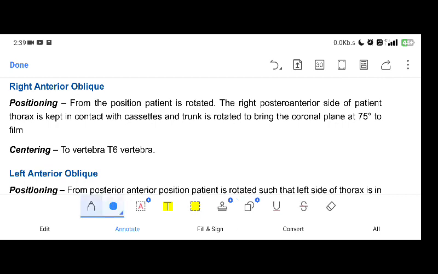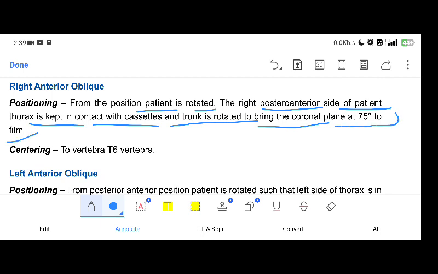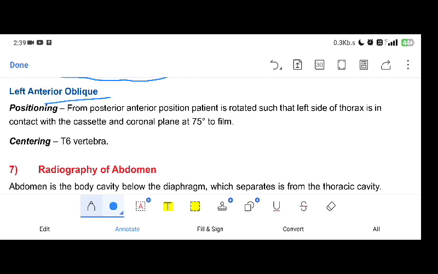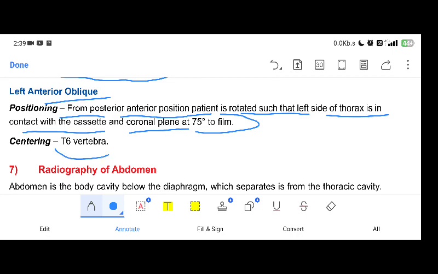For positioning, the patient is rotated, and the right posterior anterior side of the patient's thorax is kept in contact with the cassette. The trunk is rotated to bring the coronal plane to 75 degrees to the film, and centering is to the T6 vertebra. For the left anterior oblique, from the posterior anterior position the patient is rotated such that the left side of the thorax is in contact with the cassette and the coronal plane is at 75 degrees to the film, and centering should be at the T6 vertebra.